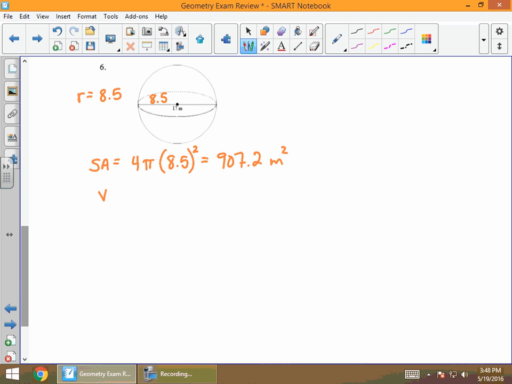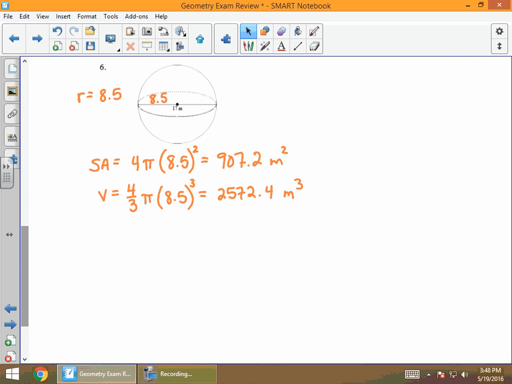And if I am going to do the volume of a sphere, it is 4/3 pi radius cubed. And again, I can type that right into a calculator, 2,572.4 cubic meters. That's it for your review.